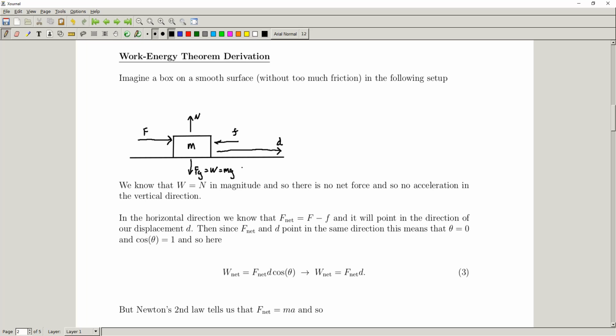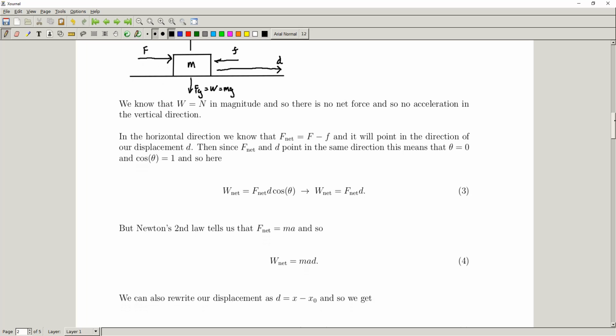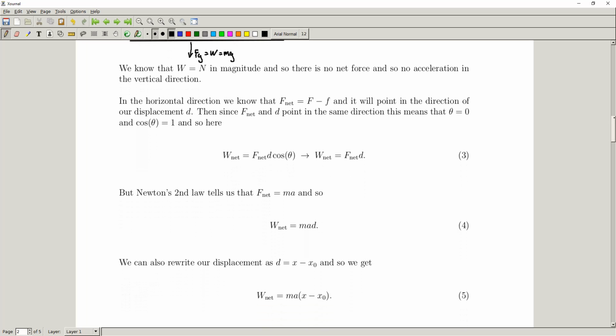In the vertical direction, because there's no acceleration in the vertical direction, we find that the force of gravity, or our weight, W, is equal to n here, right? In magnitude, at least. They're opposite in direction, but we've seen that they're equal in magnitude. So there's no acceleration in the vertical direction. Let's take a look at what's happening in the horizontal direction, though.